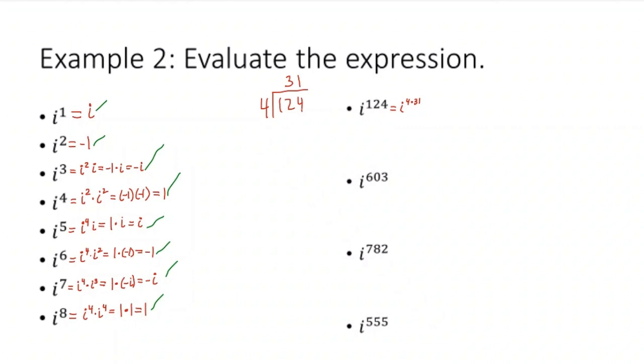Well, since I'm completing this pattern exactly 31 times, and the last number in our pattern is 1, I'm going to get that i to the 4 times 31 equals 1, which means i to the 124 is 1. Now I'm going to do the same thing for i to the 603.